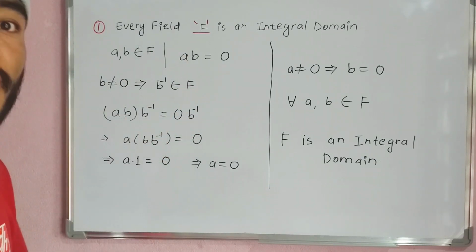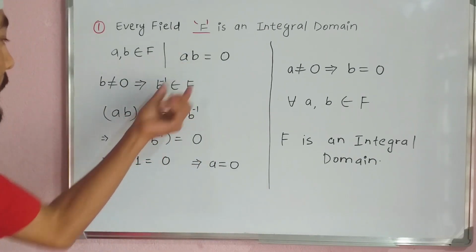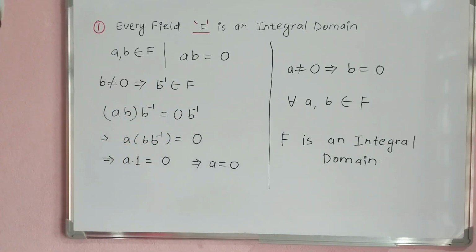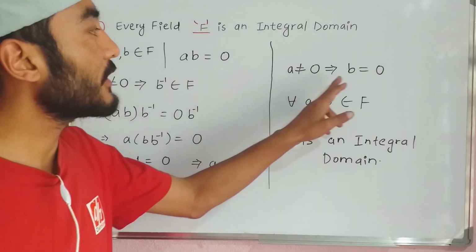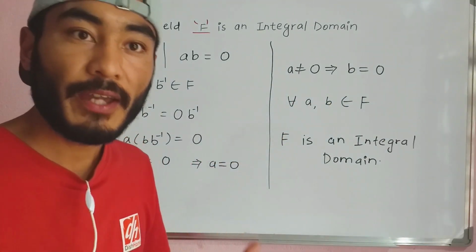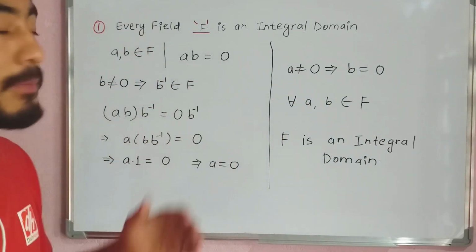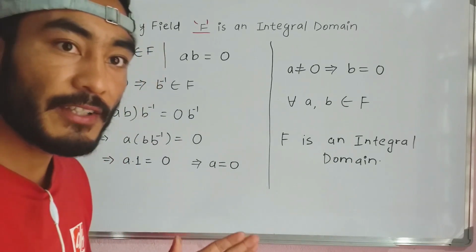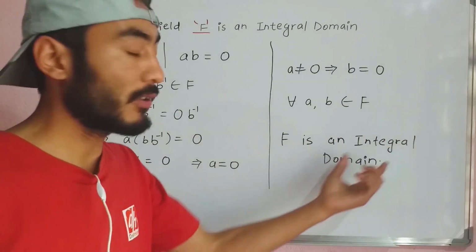Now operate on both sides on the right by the inverse of b. This gives us a equals 0. Similarly, we can show that a not equal to 0 implies b equals 0. Then we have ab equals 0 implies either a equals 0 or b equals 0. This shows F has no divisors of 0, so F is an integral domain.